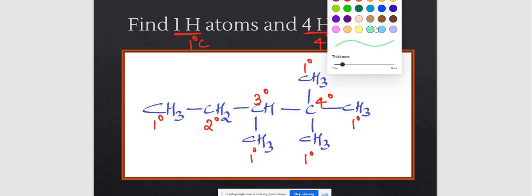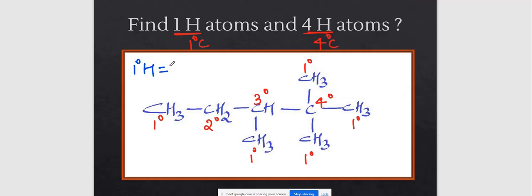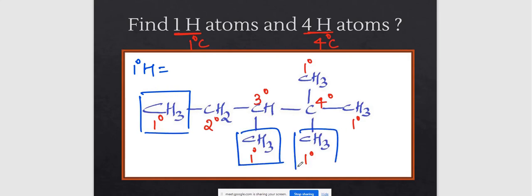Yes, ma'am. And for 1 degree hydrogen, it is 3 plus 3. If you take 1 degree hydrogen atoms, check for 1 degree carbon. So here we have 1 degree carbon, and one more 1 degree, one more, one more. So total how many do we have? 1, 2, 3, 4, 5, isn't it?